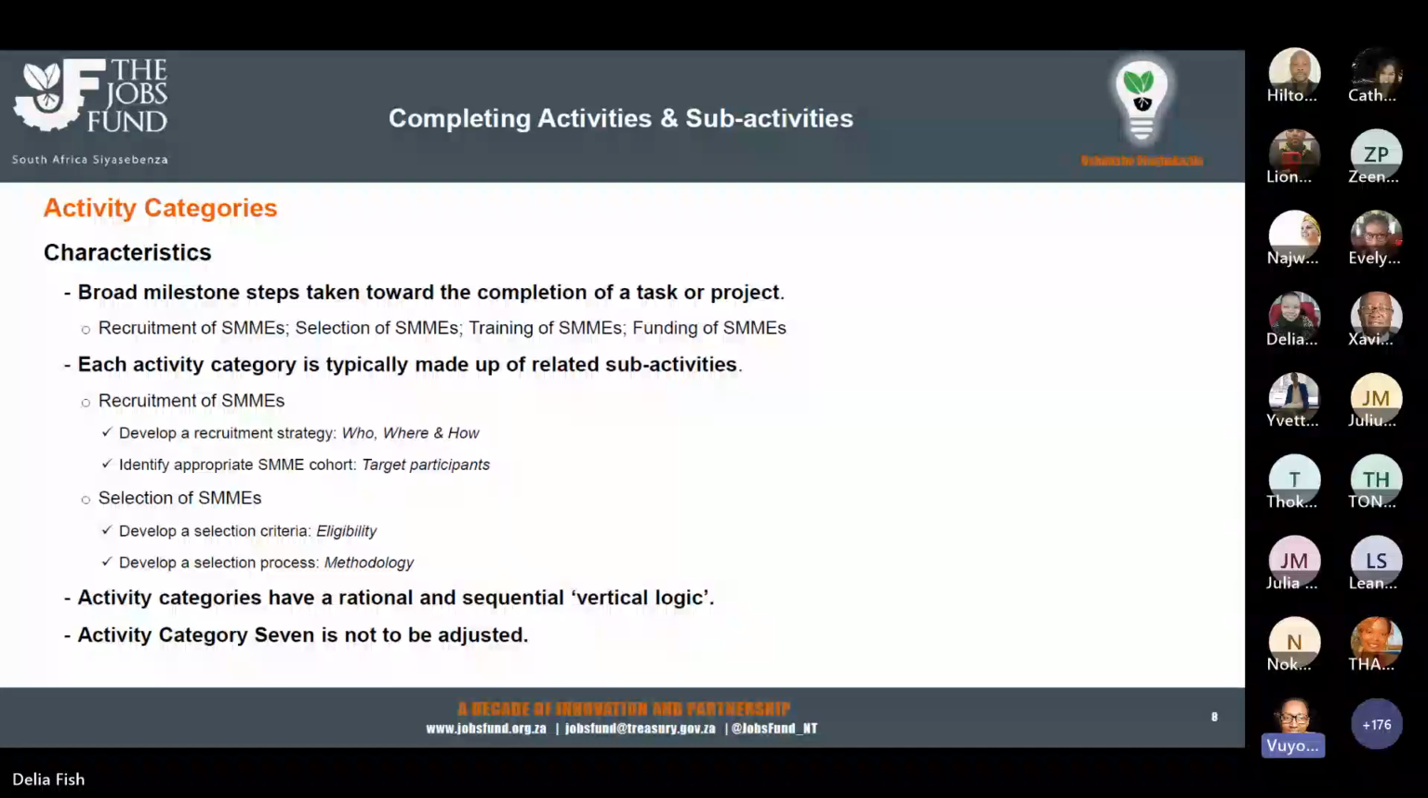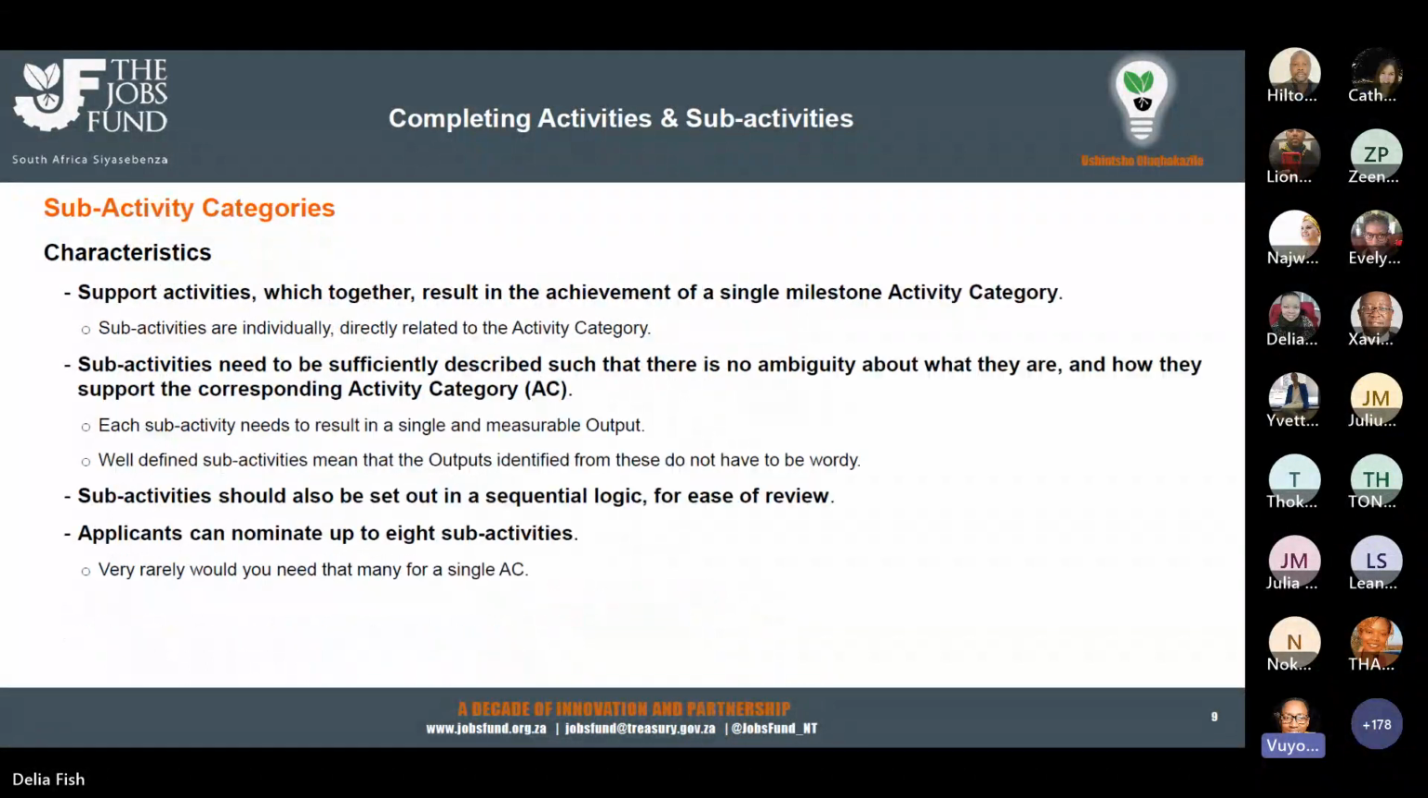And just as a reminder, activity category 7 is an activity that shouldn't be adjusted. That one is a non-negotiable. We do need to have it as it sits. Of course, it would need to be costed as per normal in respect of that particular project. Next slide, please.